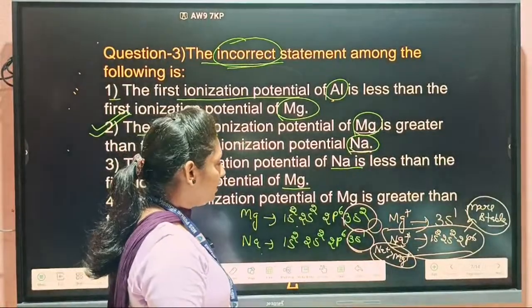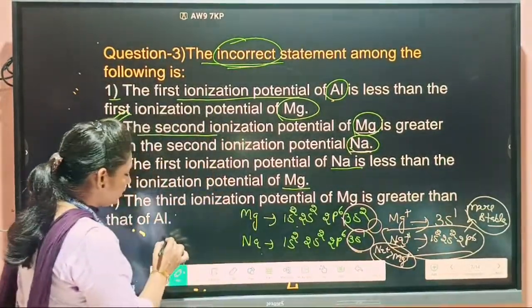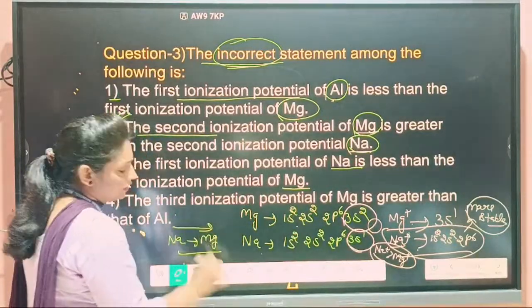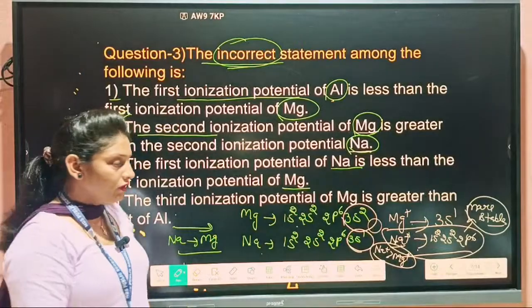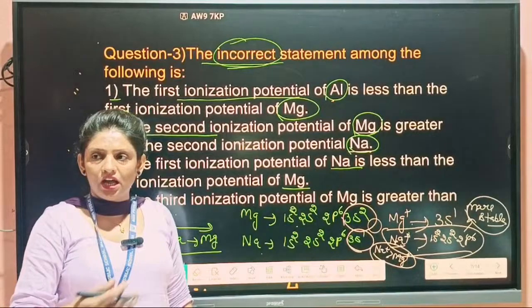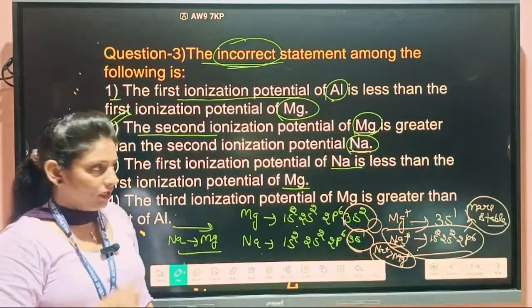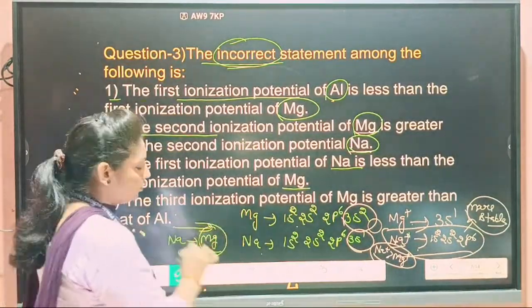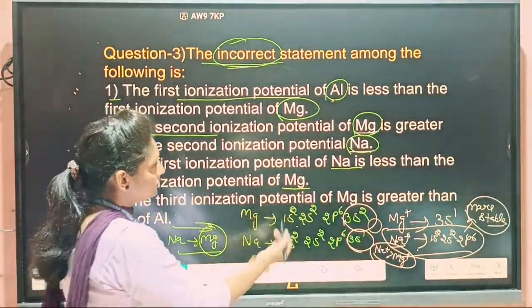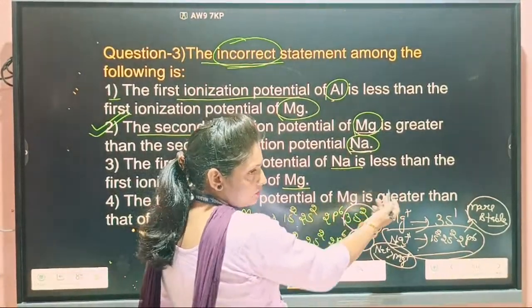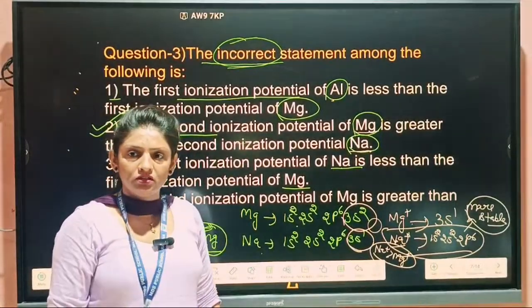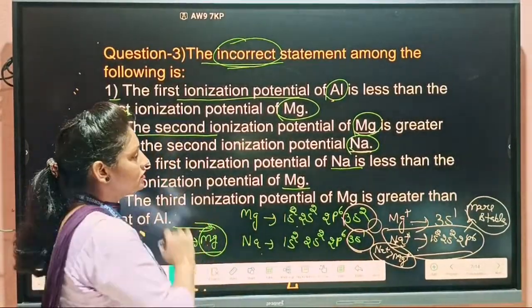You know very well, students, if we move from sodium to magnesium, we are moving left to right. When we move left to right, the size decreases. If the size decreases, then ionization enthalpy increases. So the ionization enthalpy of magnesium will be more, and here it is saying sodium is less than. Okay, so it is clear. Here magnesium has greater ionization enthalpy than sodium. So this is the right statement.